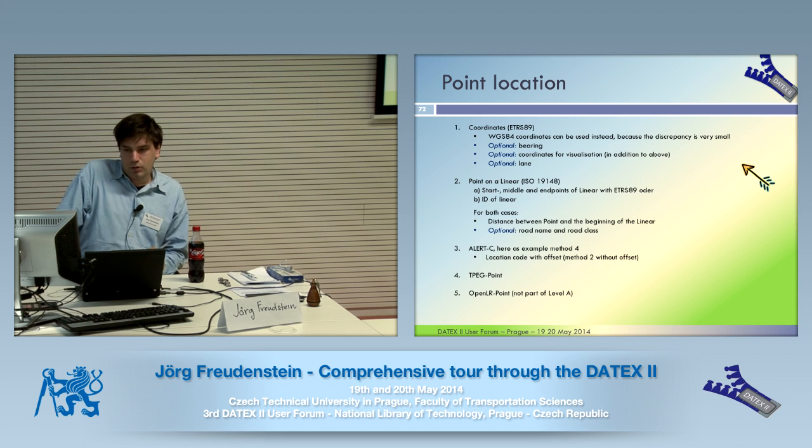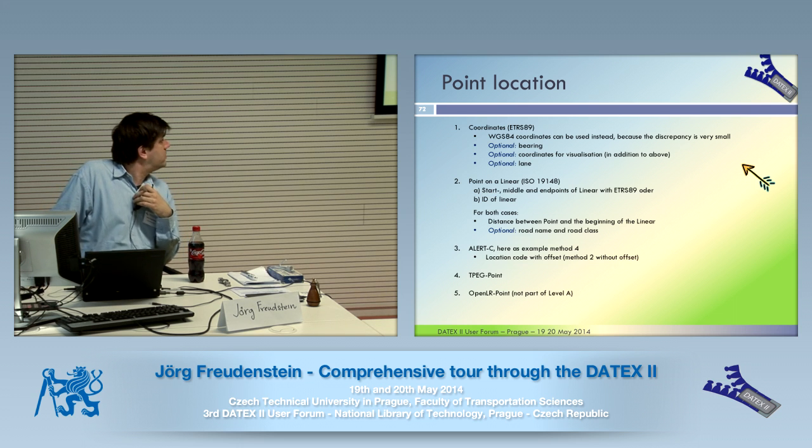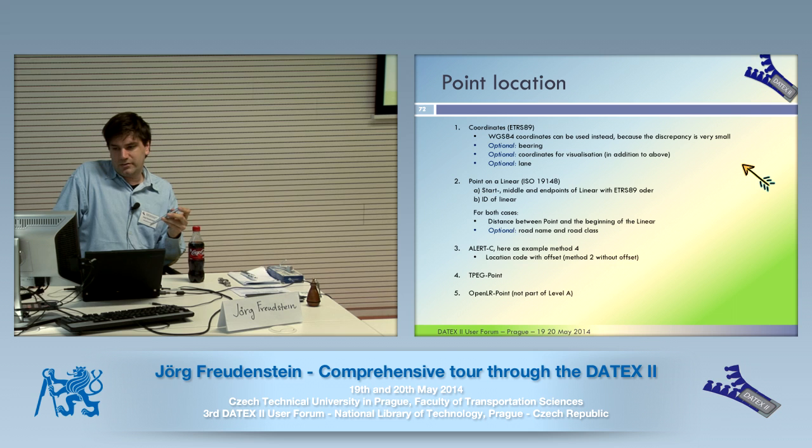For the example of the point location, all the others are very similar, linear and area, but I'm going to have a look at the point location. You have got several methods. You can specify it with coordinates, where Datex is using the ETRS 89 system, which can also be populated with WGS 84 coordinates because they do not differ too much. And you can add a bearing and coordinates for visualization.